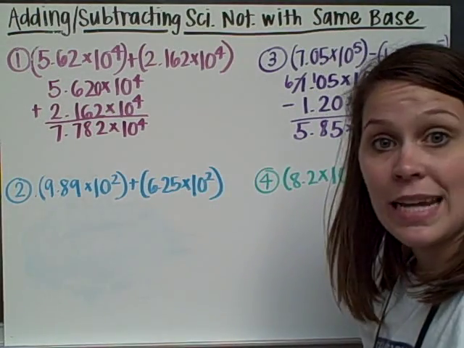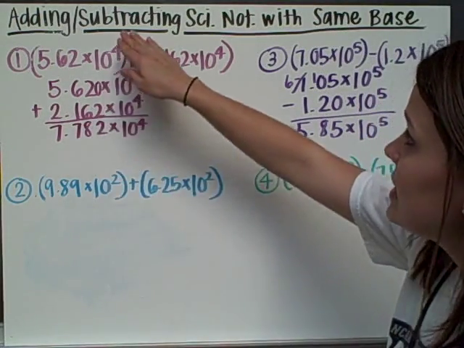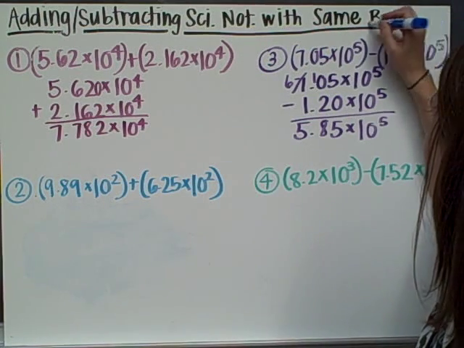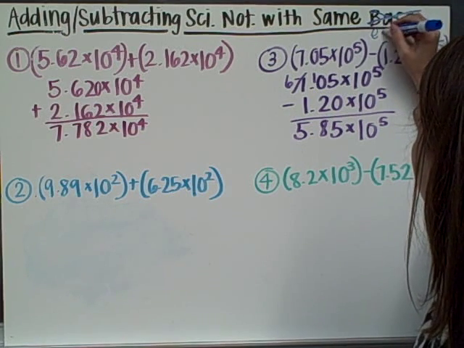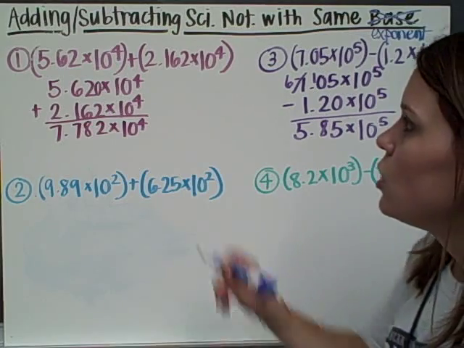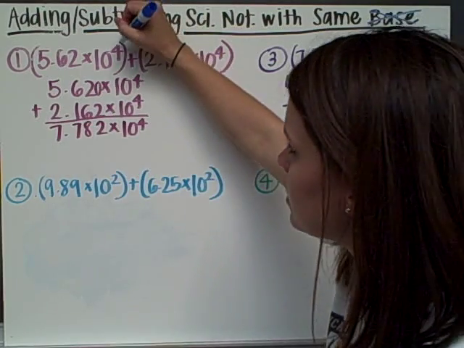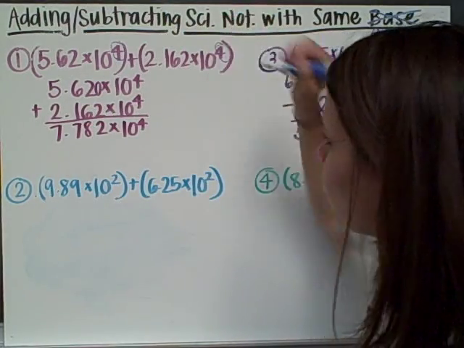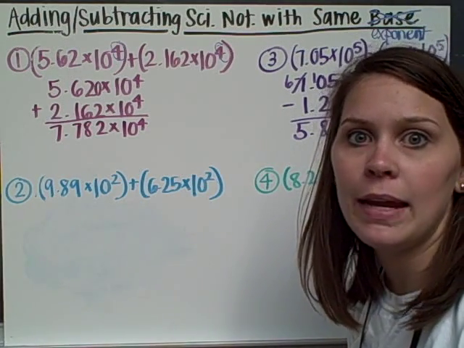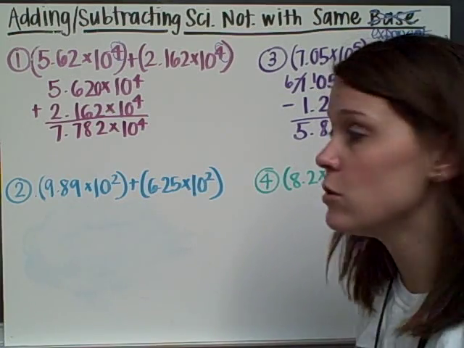So let's look at some examples. This is adding and subtracting when we had the same, not same base, but same exponent. So when we're doing this, we look at our exponent, the 4 and 4 here, so they're the same, so we can skip step 2 of making them the same. And so now all we have to do is add.